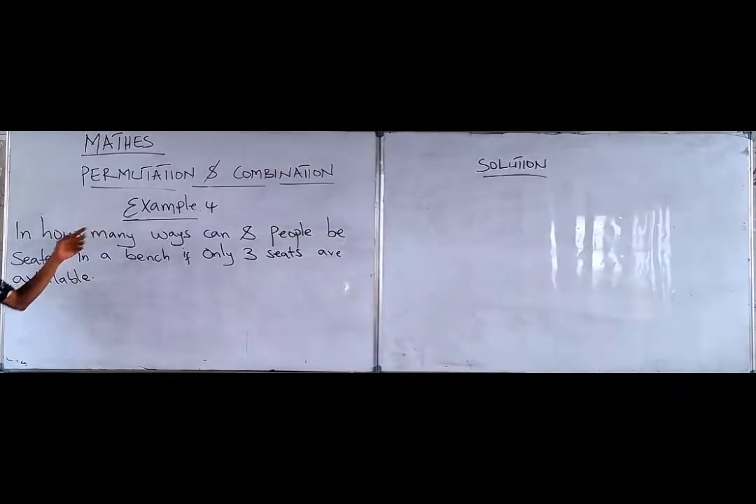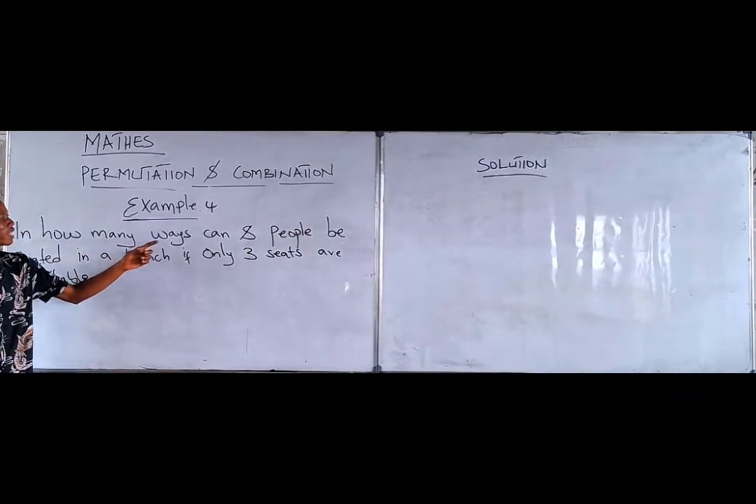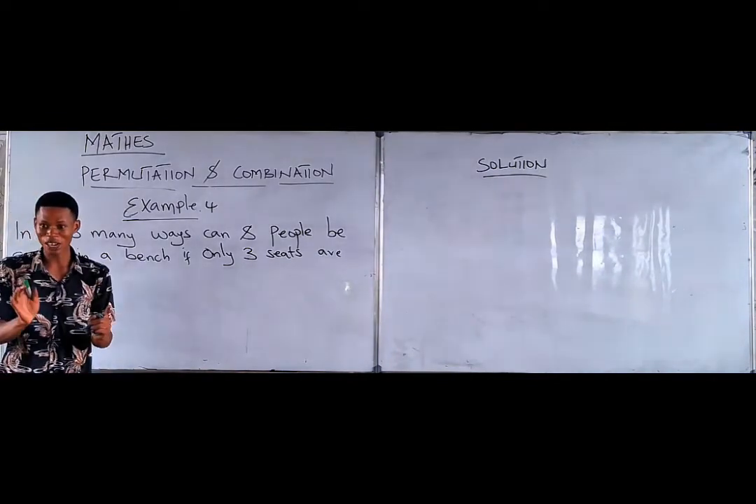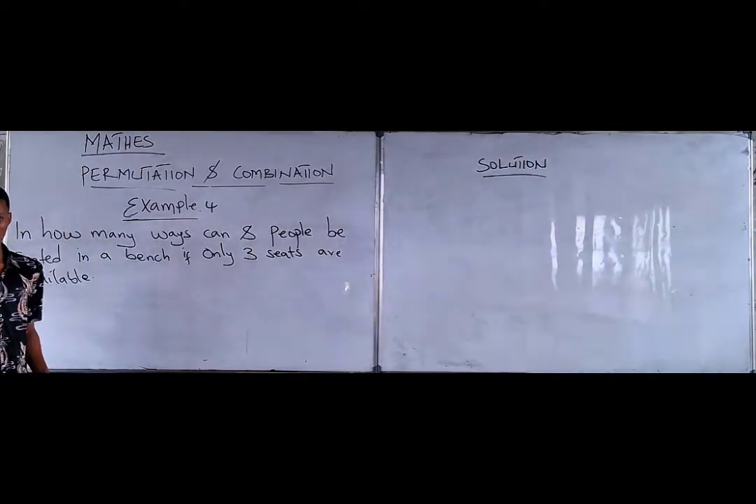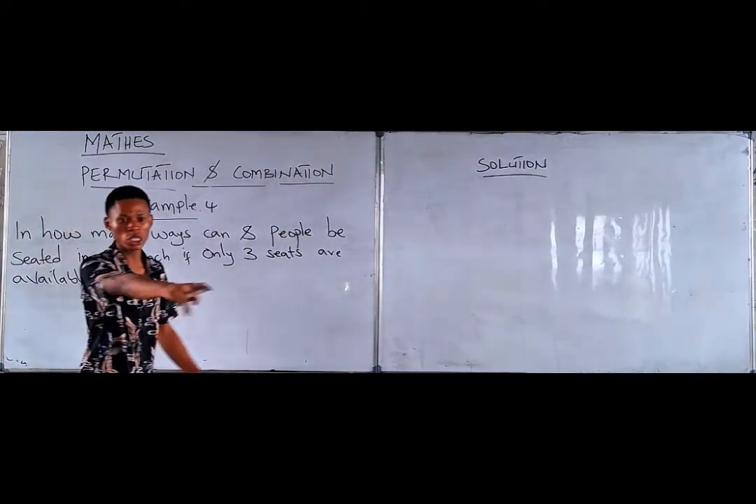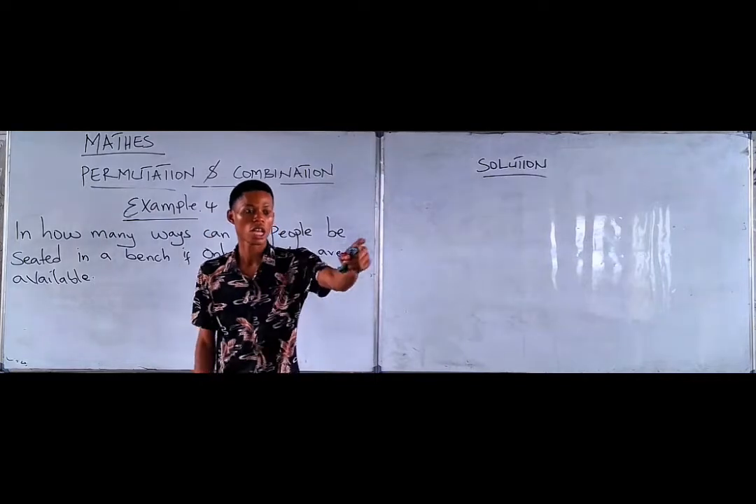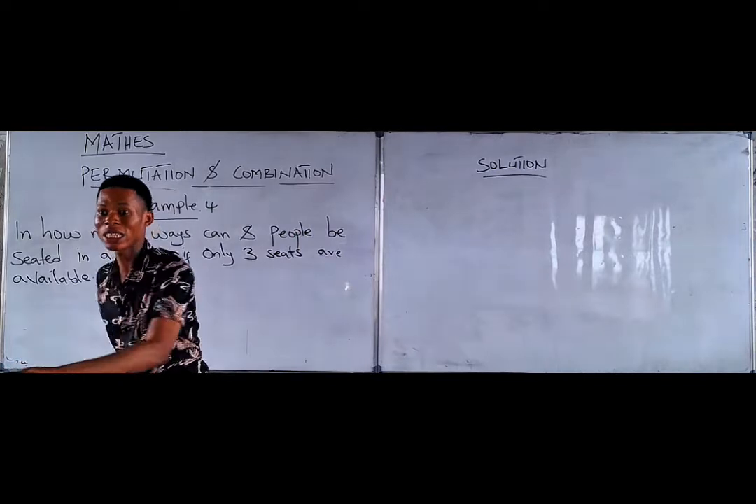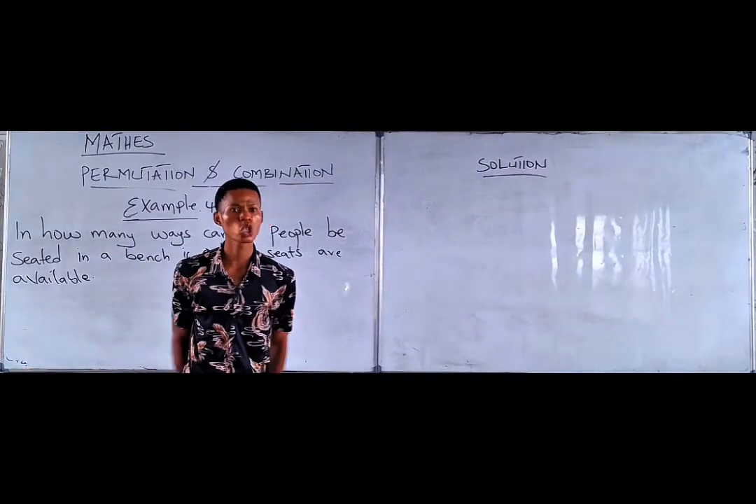Example 4. In how many ways can 8 people be seated on a bench if only 3 seats are available? Only 3 seats are available. How many persons do we have? In how many ways can they be seated? Let's use these 3 persons sitting here. If I bring her from here and I put her here, is the arrangement still the same? It's no longer the same.